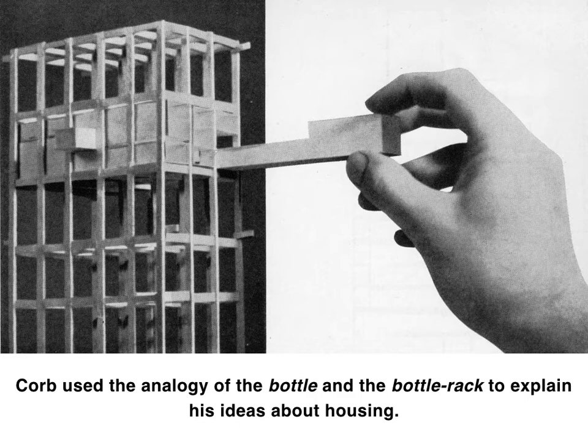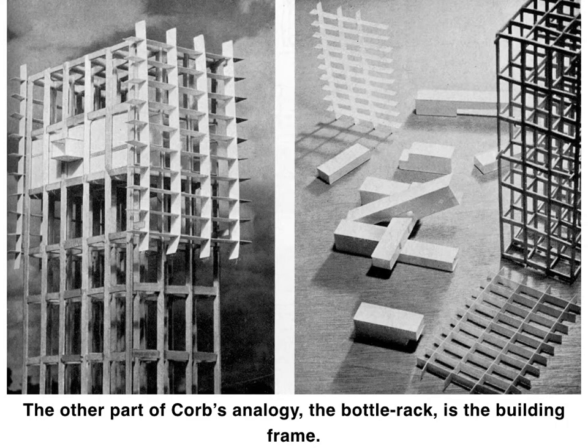The dwelling unit can be replicated and aggregated in 2 places. On the one hand, in the mind of the architect, on the other hand, in the actual built environment. The other part of Corbusier's analogy, the bottle rack, is a building frame, a device by means of which a mass of dwelling units can be stacked up together into a single building.